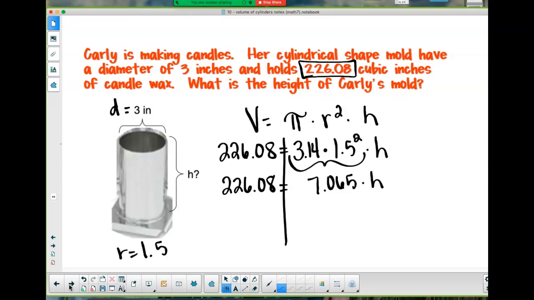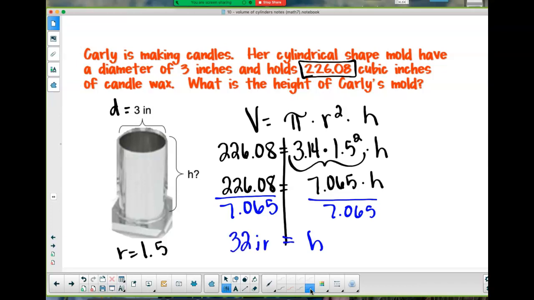Once we have that, can we finish solving it? How do we solve this? Go ahead, Tabby. Yes. Make sure you divide in the right order. The 226.08 divided by 7.065. You can't round it at all yet. Okay, just do the dividing. So 226.08 divided by 7.065. Did you get 32? That's what I got. H is 32 inches.